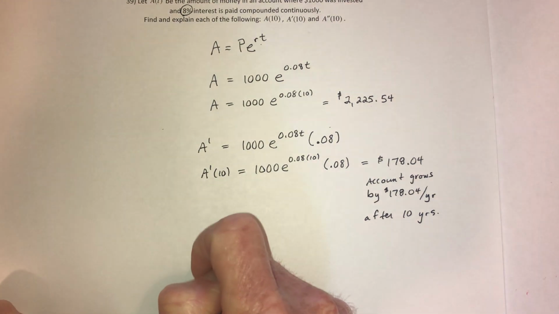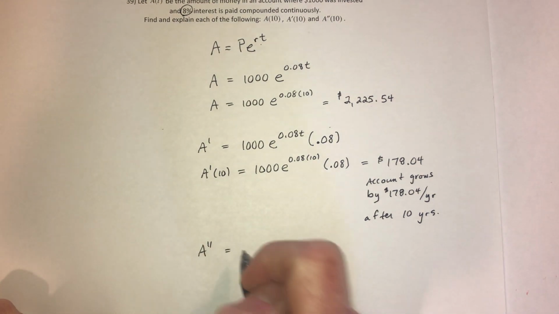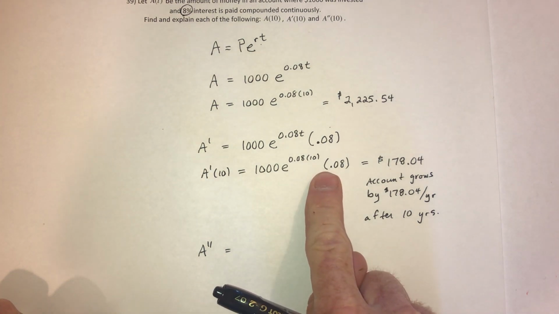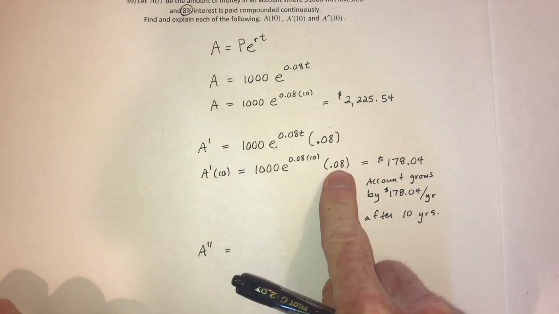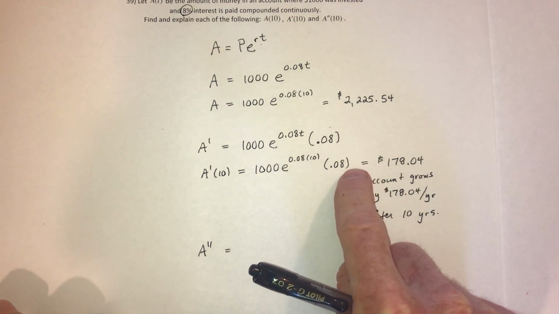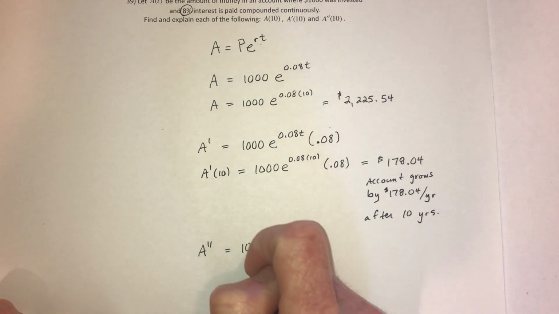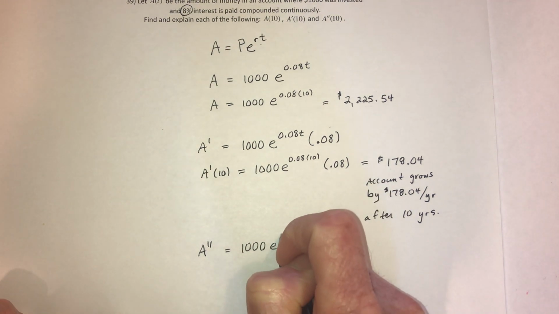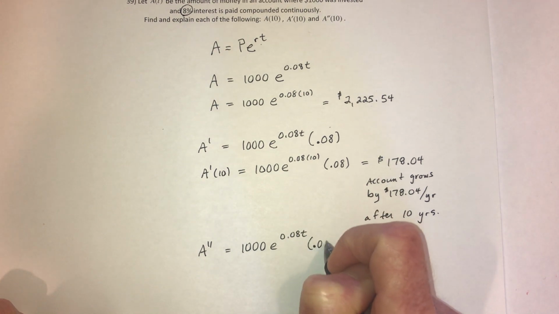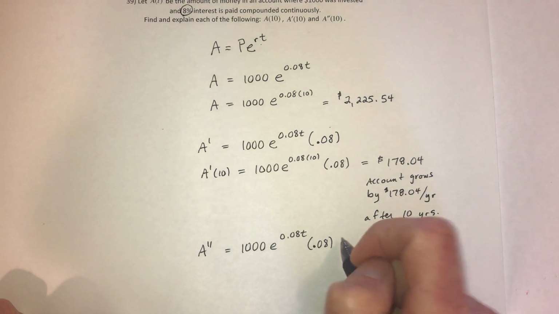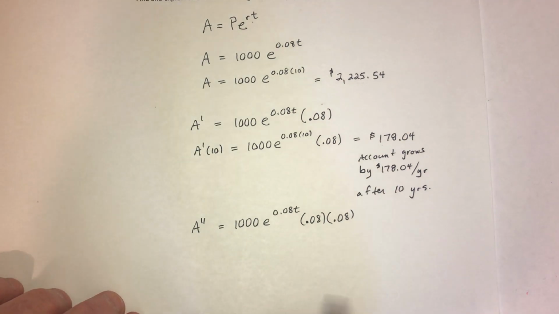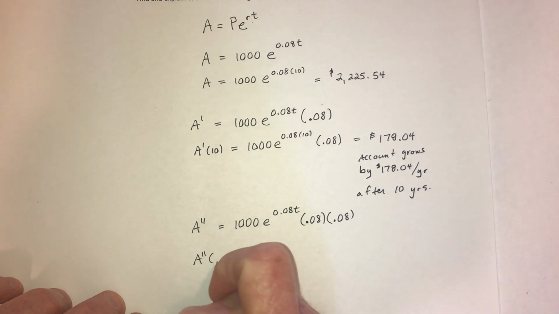Now, what about the second derivative? So for the second derivative, that would be take the first derivative and take the derivative again, which means it's going to be the exact same thing, but you have to do the chain rule again. So there's going to be another 0.08 over here. So it'll be the same function. And then the first time we did it, we had the chain rule. The second time you take the derivative, you have the chain rule again. And then plug in 10.